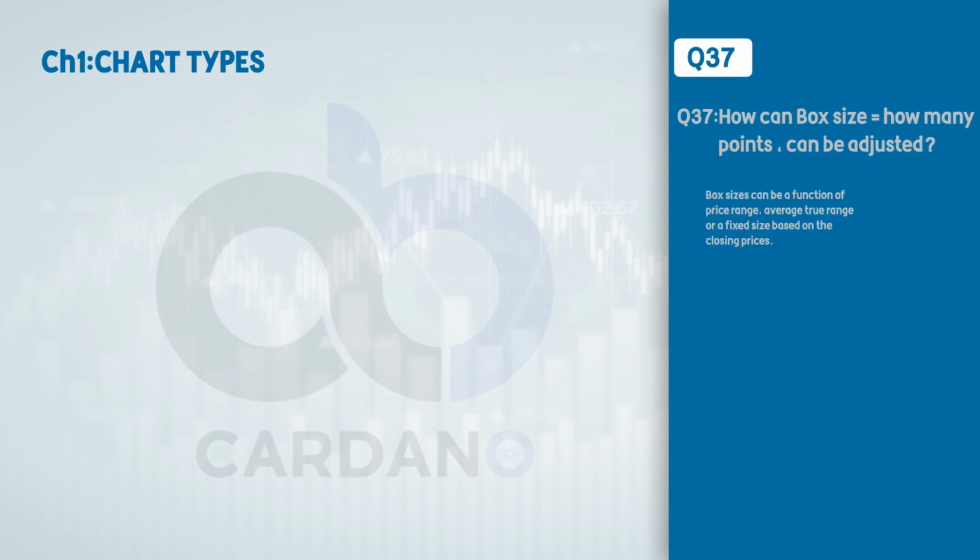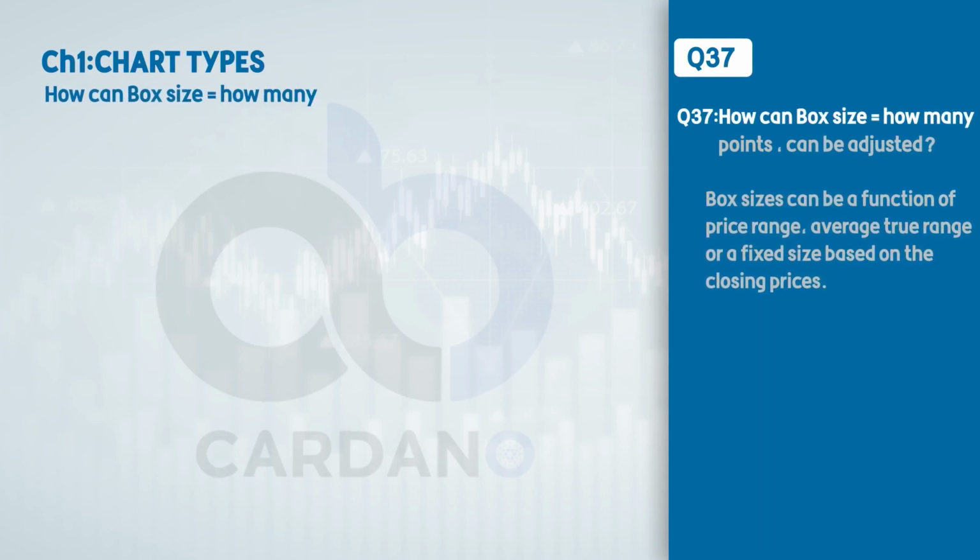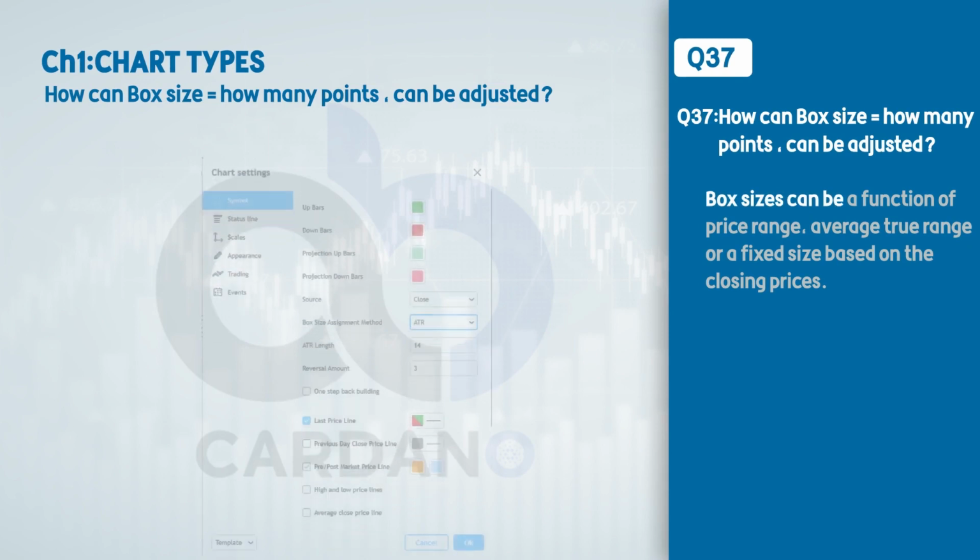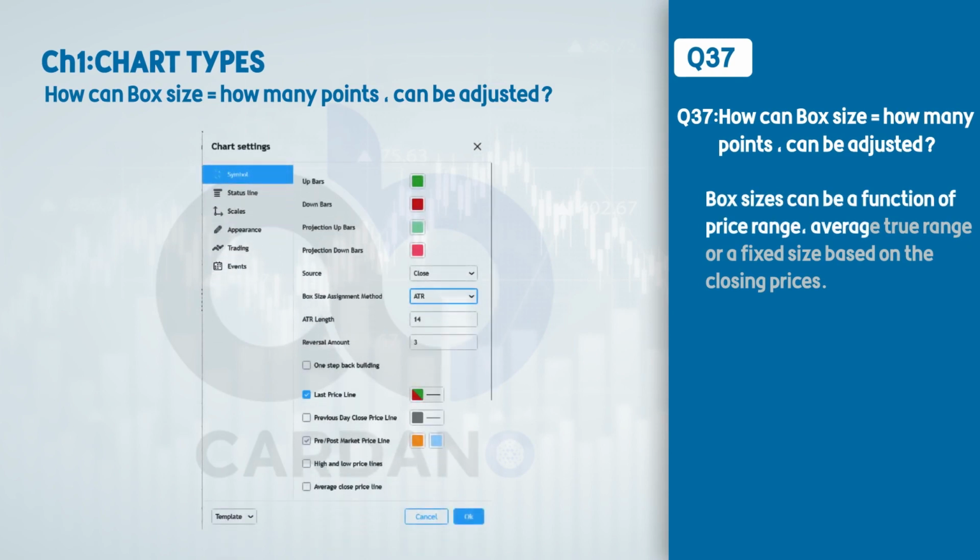Question 37. How can box size, how many points, be adjusted? The answer is, box sizes can be a function of price range, average true range, or a fixed size based on the closing prices.